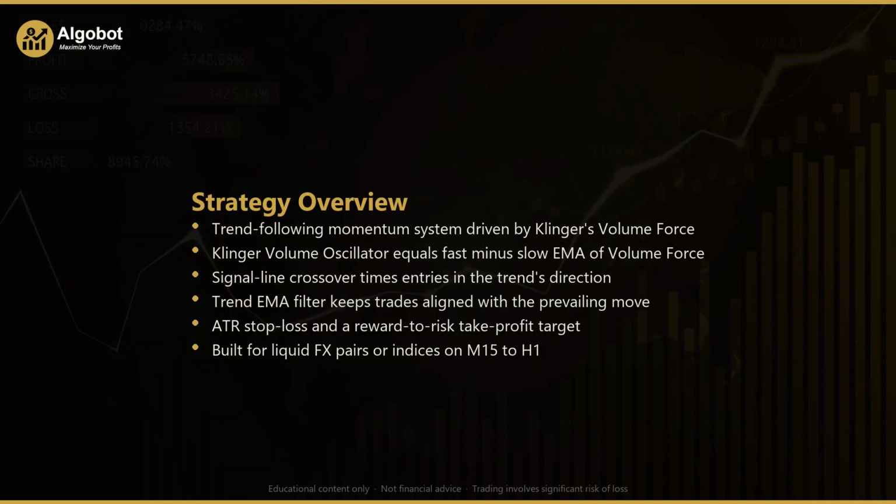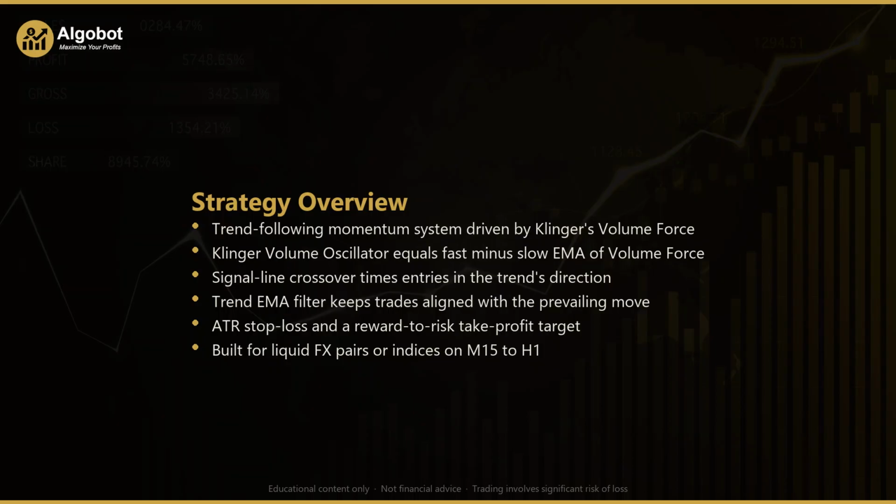Most oscillators only study price. The Klinger approach adds a crucial second dimension, which is volume. It builds something called volume force, which asks how much volume is pushing price in its current direction. When price rises on strong volume, the volume force reads as strong positive pressure. When price falls on heavy volume, it reads as strong negative pressure. From that volume force, the strategy calculates a fast-moving average and a slow-moving average, and the difference between them becomes the oscillator. A third, smoother line, the signal line, sits on top as the reference for timing.